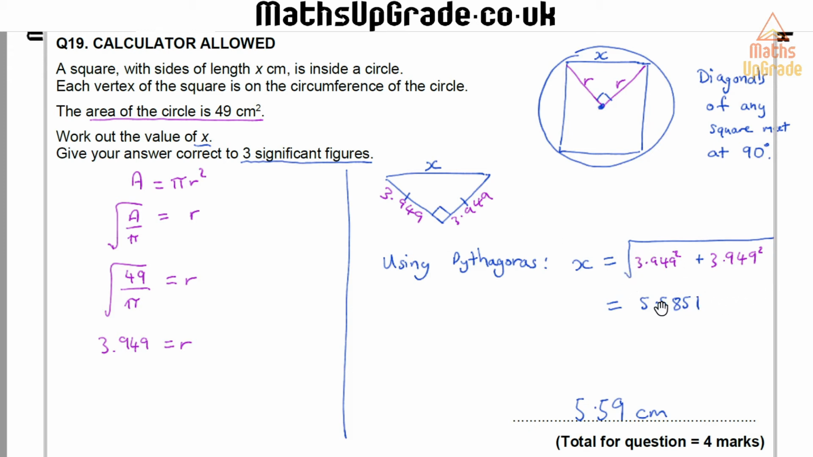Essentially, I get a value of x of 5.5851. If I round that to three significant figures, I get 5.59, and that will be in centimeters. So make sure you quote that unit as well. The whole question there is worth 4 marks.